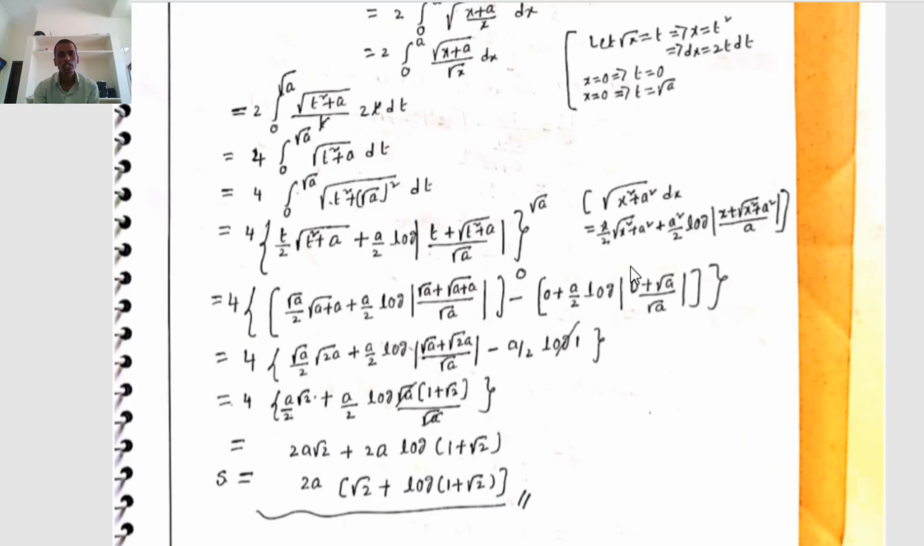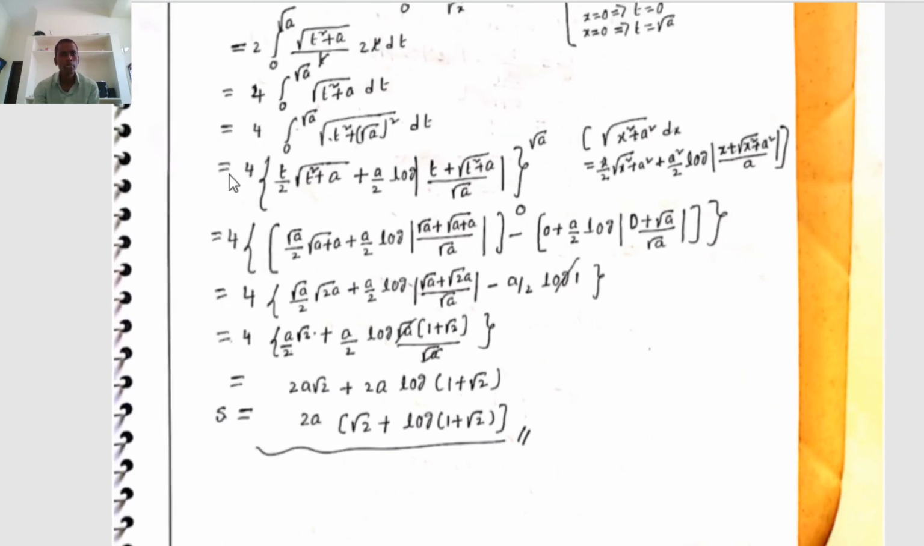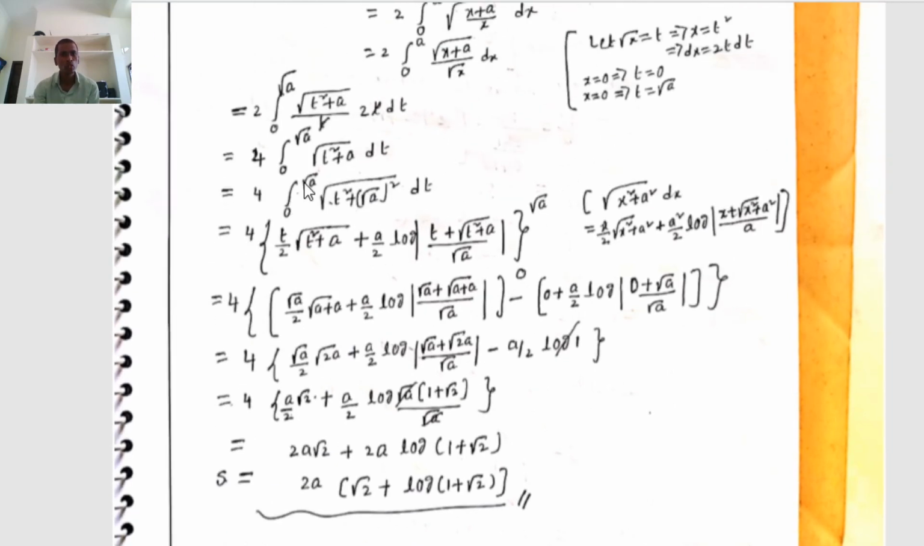Integration of root of x square plus a square dx equals x by 2 into root of a square plus x square, plus a square by 2 log of x plus root of x square plus a square by a. Therefore 2 into 2, that is 4, into integration 0 to root a of square root of t square plus a, meaning root a squared, dt.